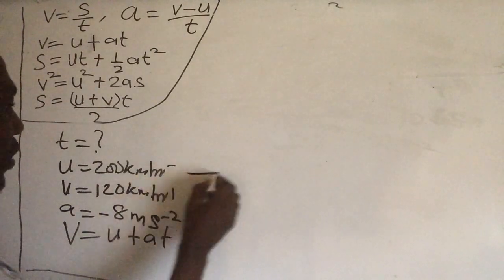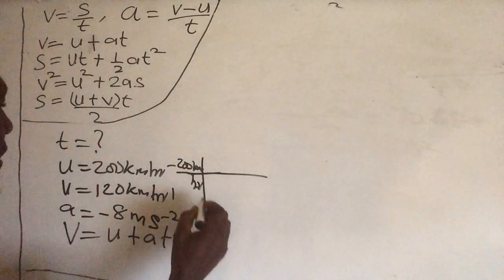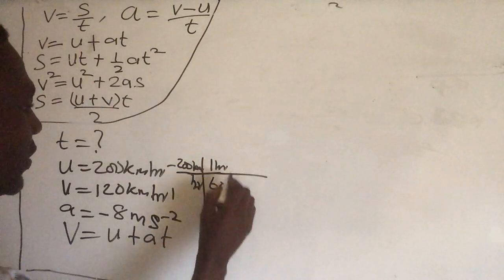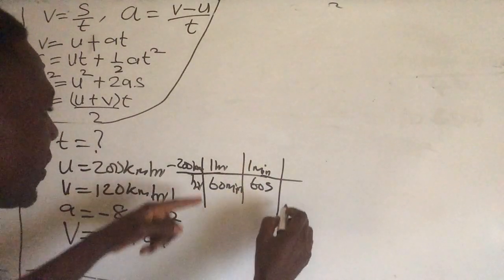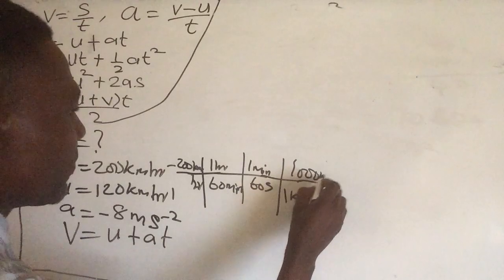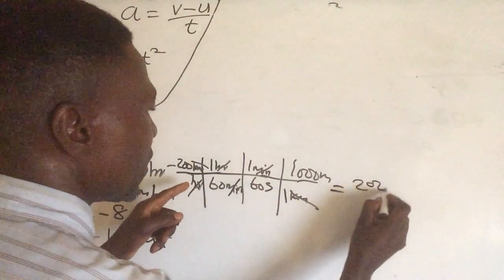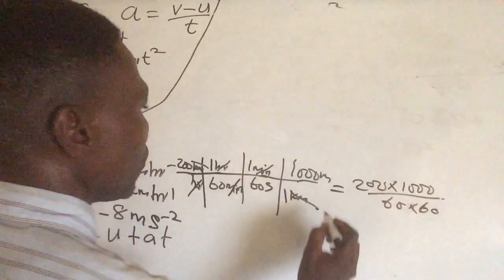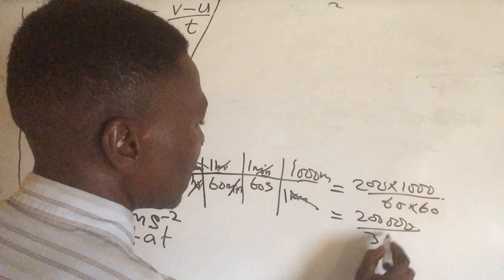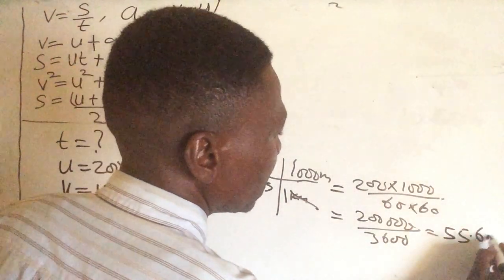You can check it. Now this one, you still do this for the initial velocity, which is 200 kilometer per hour. Converting it, 1 hour is 60 minutes, then 1 minute is 60 seconds. Now 1 kilometer is 1000 meter. Now hour cancels hour, minutes cancel minutes, kilometer cancels kilometer. Now we have 200 times 1000 all over 60 times 60, which will give us 200,000 all over 3,600. And when you divide them, it will give us 55.6 meter per second.